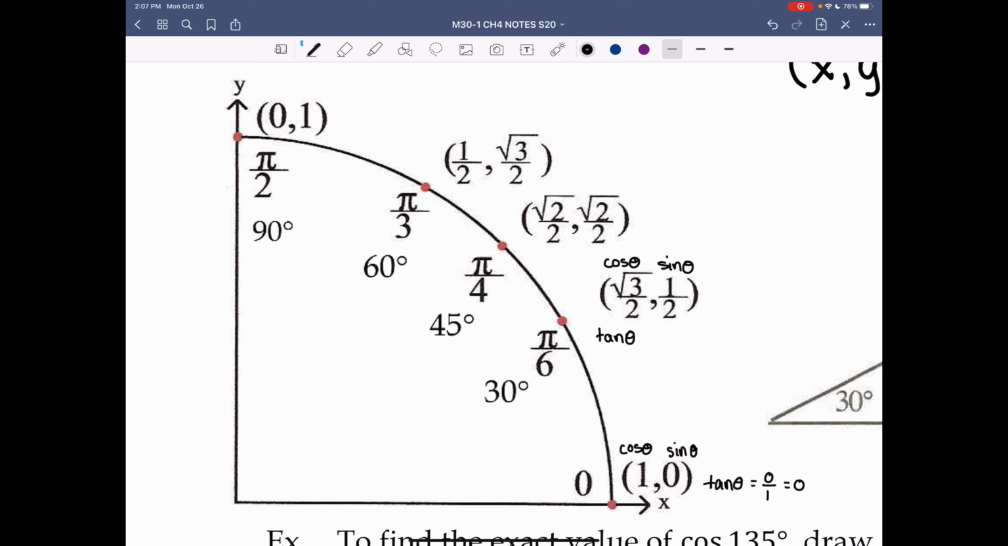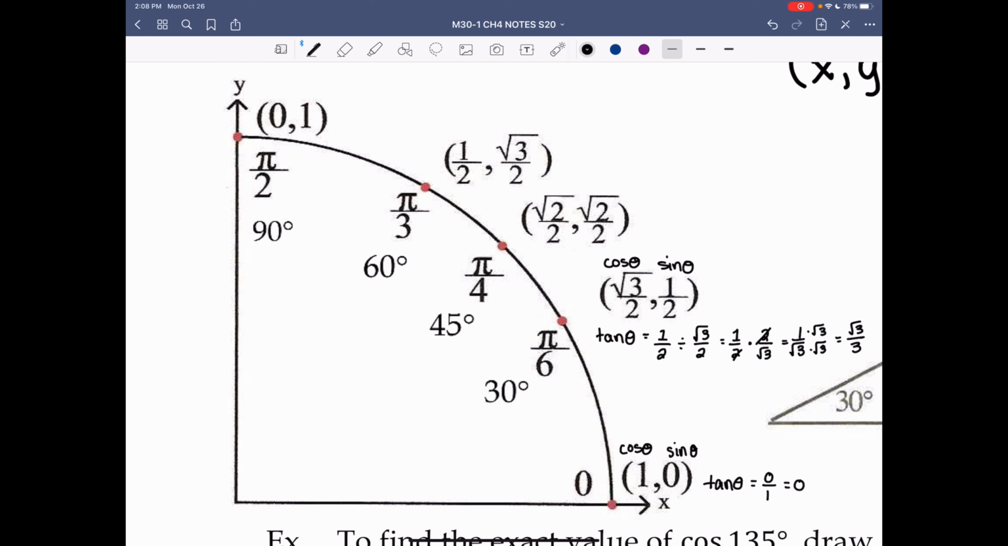Then tan of 30 degrees or tan of pi over 6 would equal the y value of 1/2 divided by the x value of root 3 over 2. When we divide by a fraction, we multiply by the reciprocal, so 1/2 times 2 over root 3, which gives us 1 over root 3. And we can rationalize the denominator by multiplying by root 3 on top and bottom, and then we would get root 3 over 3. So either 1 over root 3 or root 3 over 3 is the value of tan 30 or tan of pi over 6.